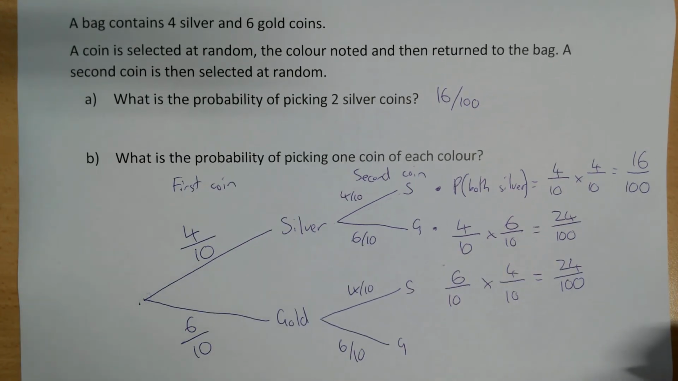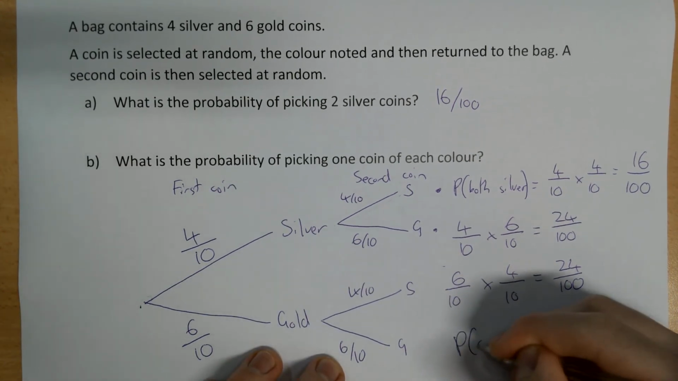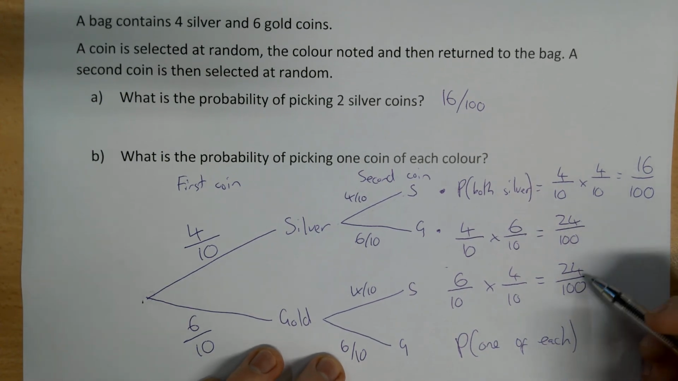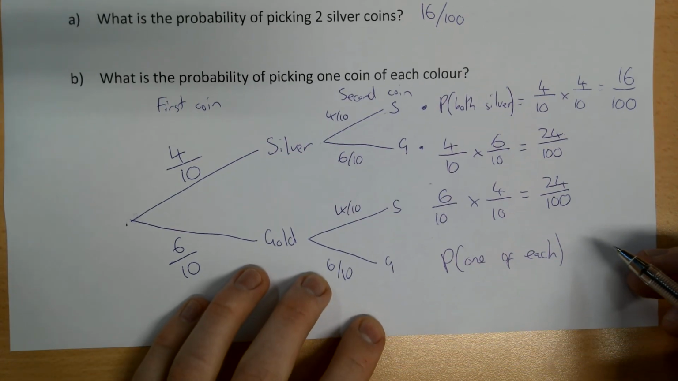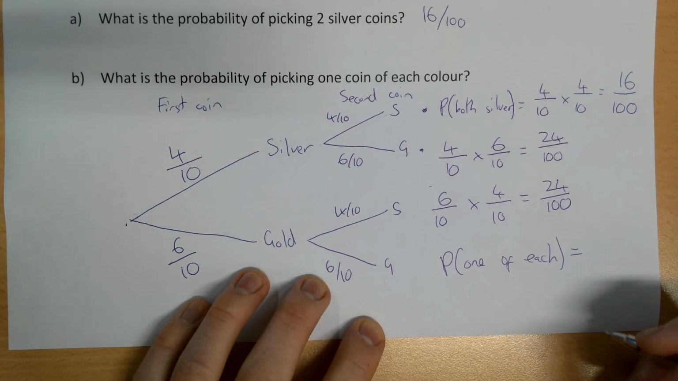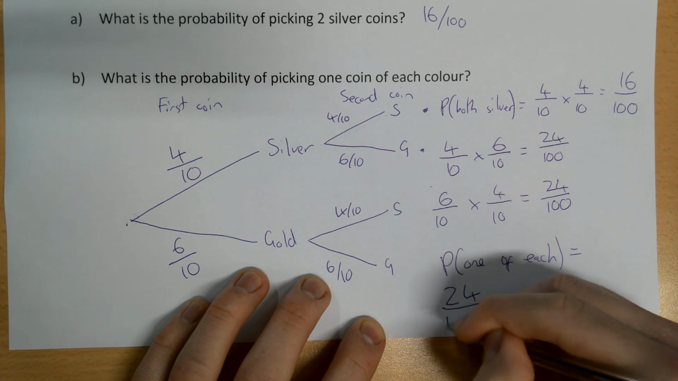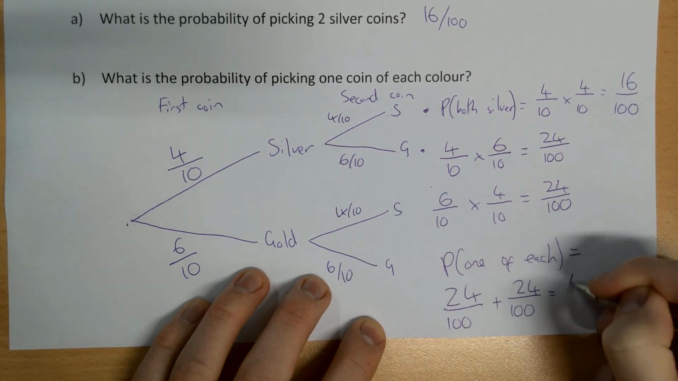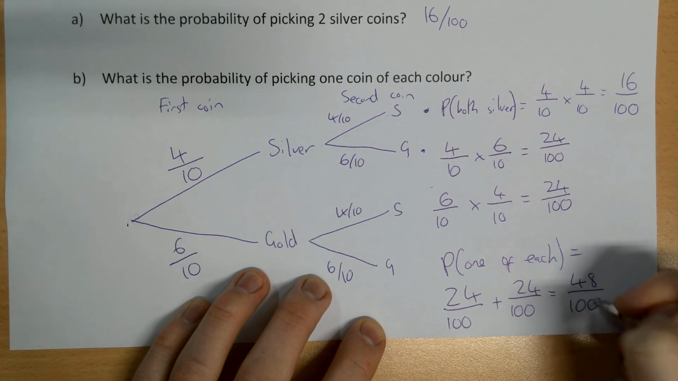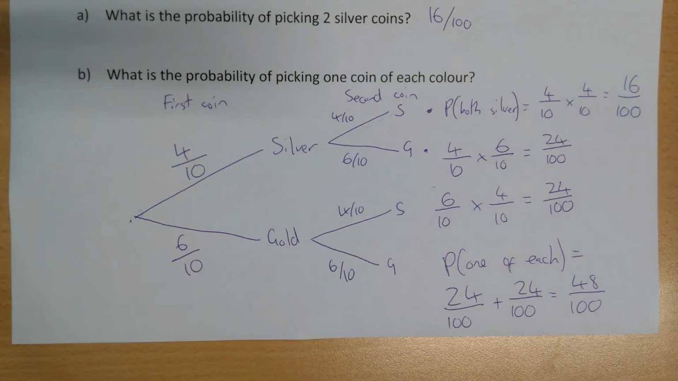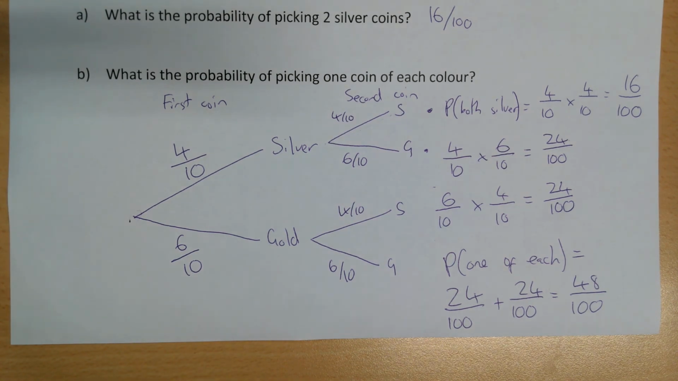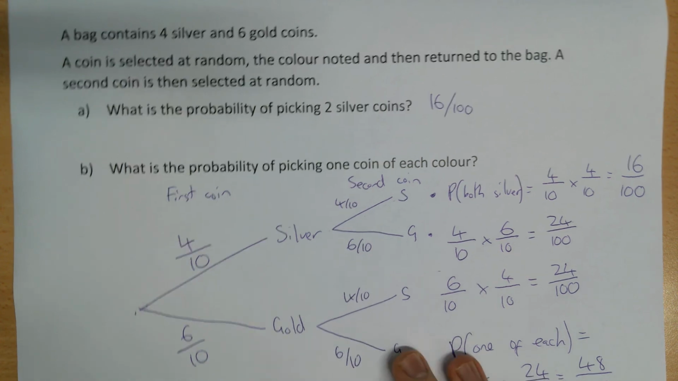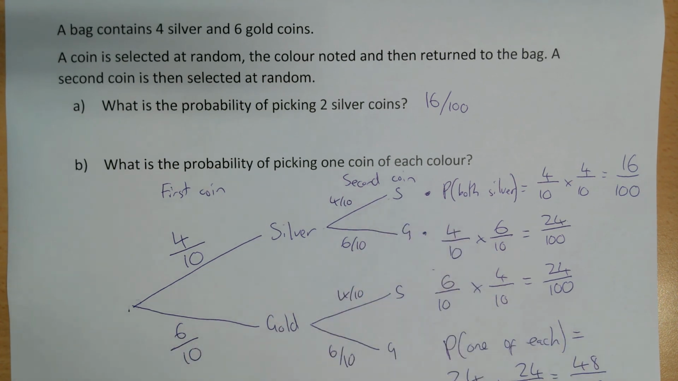So the probability of getting 1 of each, I can have it either of these 2 ways. So it's going to be 24/100 plus the other 24/100, which is 48/100. There's a couple of questions like that today, but don't worry too much if you're not enjoying adding it together. The main bit is that you can write the probability on the trees and then multiply down the branches to find the outcomes.